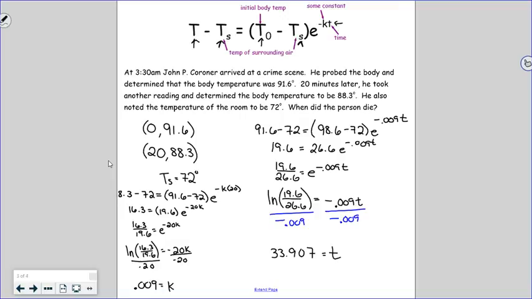Don't overthink it. It's 33.9-ish minutes before we walked in at 3:30, right? So 30 minutes would be 3 o'clock. 3 more minutes, 2:57. So sometime between 2:56 and 2:57, the person died. Questions?